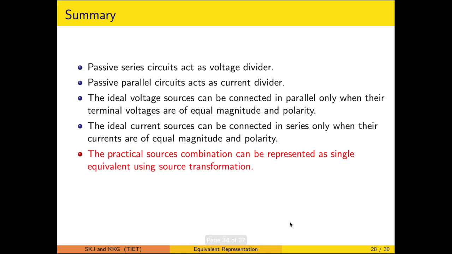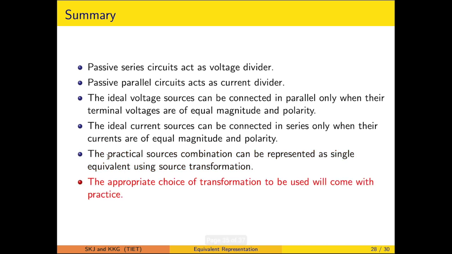What we have seen previously is that the practical source combination can be represented as a single equivalent using the source transformation, but please be mindful that this equivalence can be formed only for the practical sources, where they are represented by the ideal source and a resistance combination. The appropriate choice of the transformation is useful in working out the equivalent circuits and equivalent resistance, but the appropriate choice will come with practice.